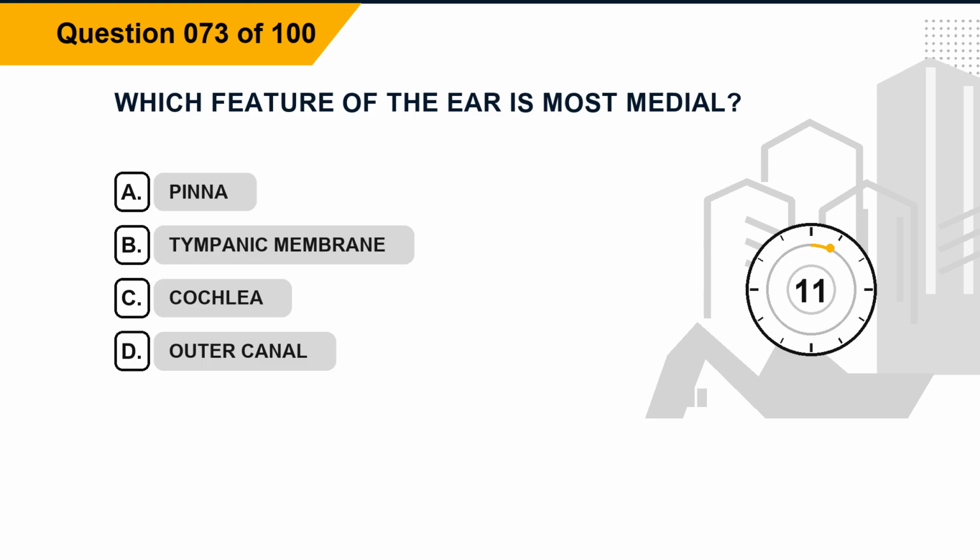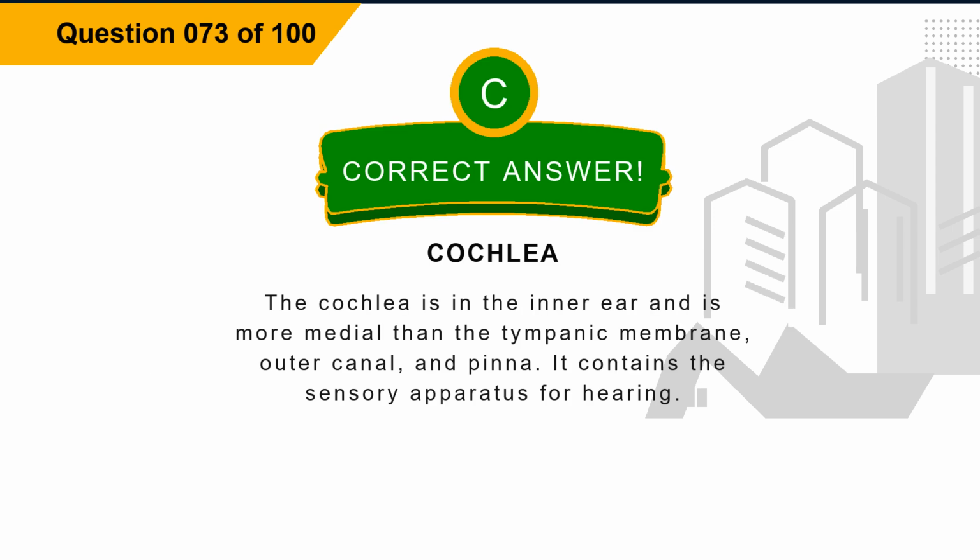Question 73. Which feature of the ear is most medial? Option A, pinna. Option B, tympanic membrane. Option C, cochlea. Option D, outer canal. The correct answer is option C, cochlea. Explanation: the cochlea is in the inner ear and is more medial than the tympanic membrane, outer canal, and pinna. It contains the sensory apparatus for hearing.